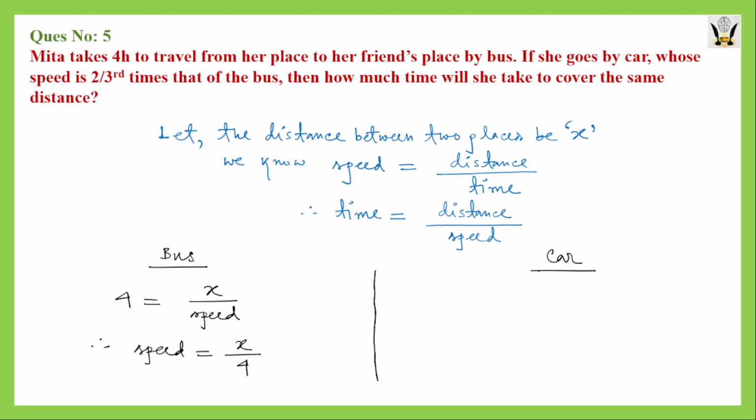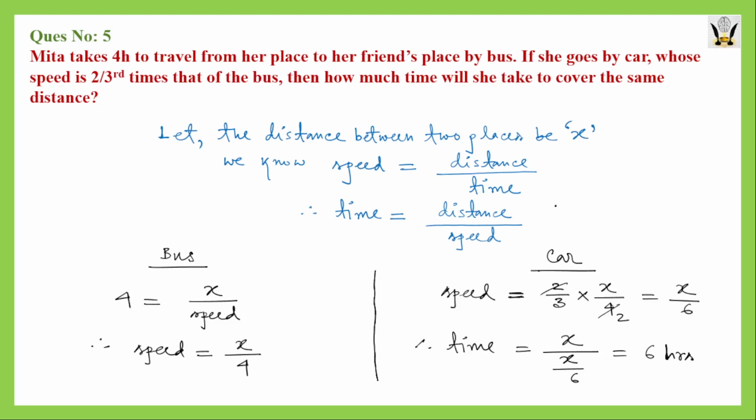Now the relation is that when she traveled by car, the speed was 2/3 times the speed when she traveled by bus. So the car speed will be 2/3 times x by 4, which is x by 6.